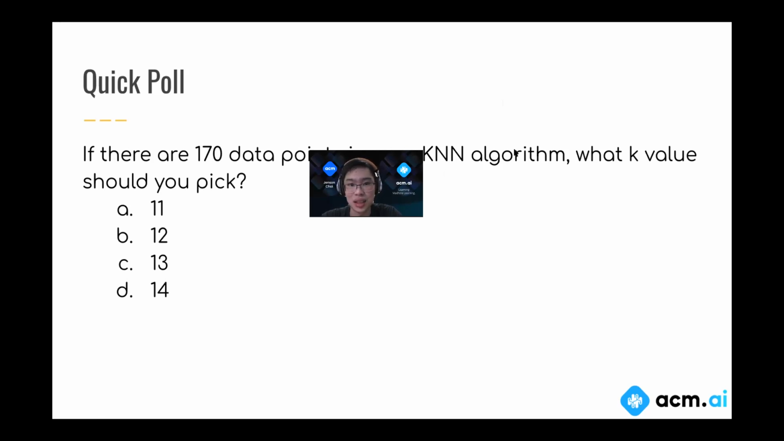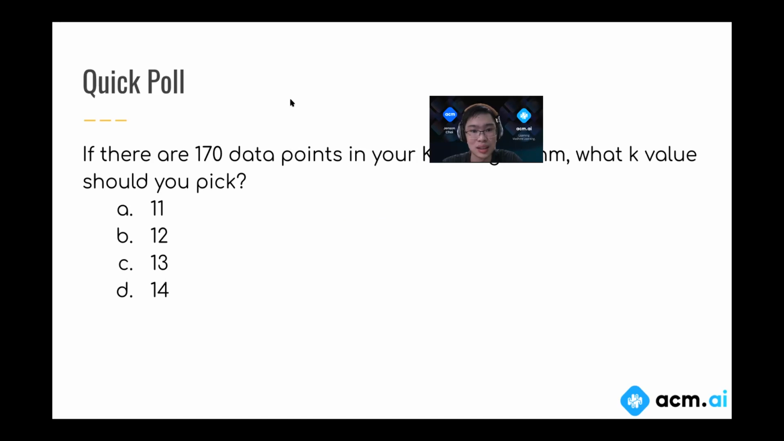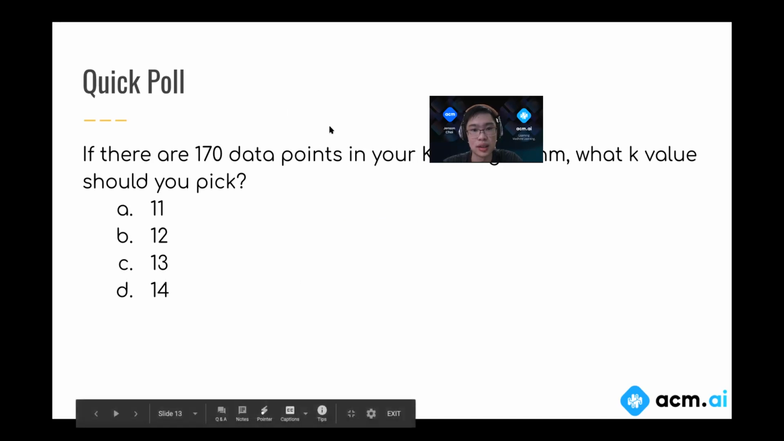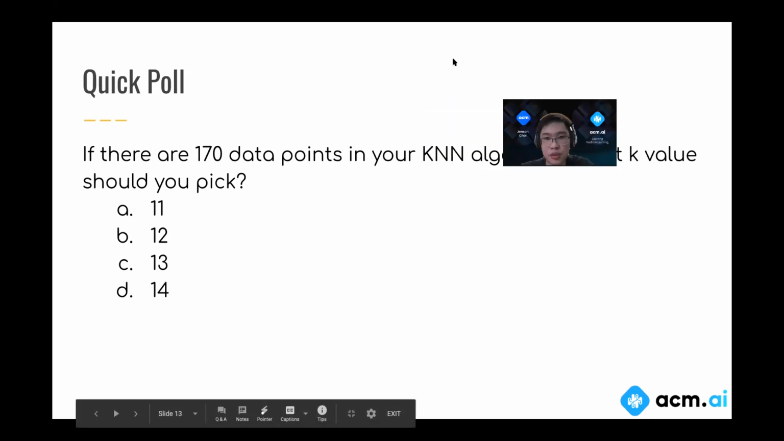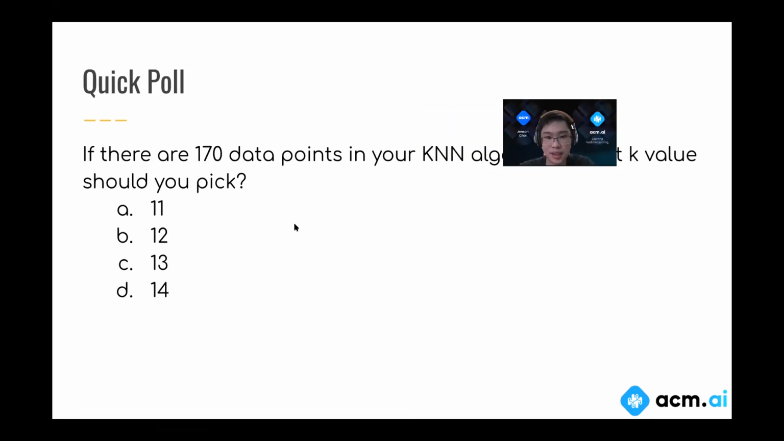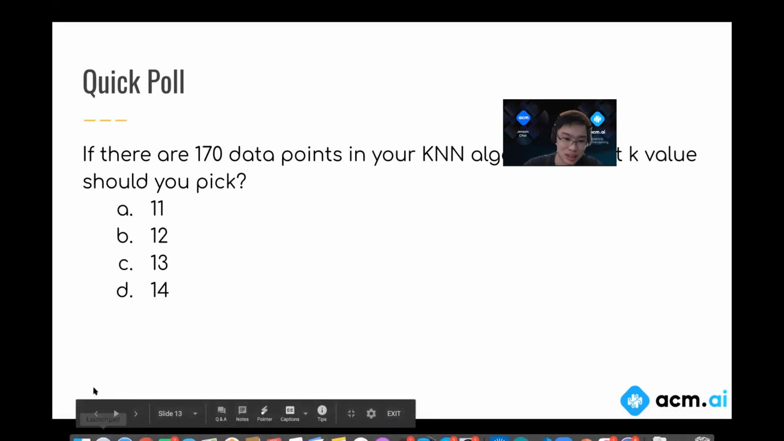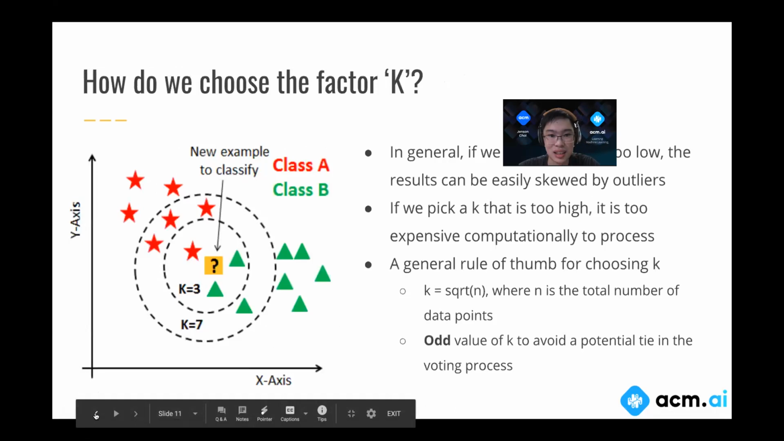All right, let's give it 10 more seconds. All right. So most of you picked 13, which is the correct answer, because the square root of 170 is closest to 13. I think some people picked either 12 or 14, but remember, we want our k to be an odd number to avoid potential ties in the voting process.